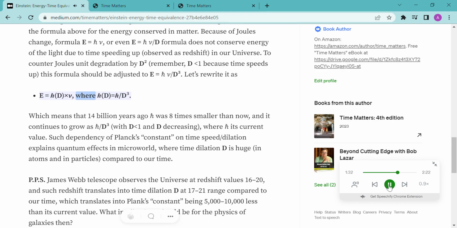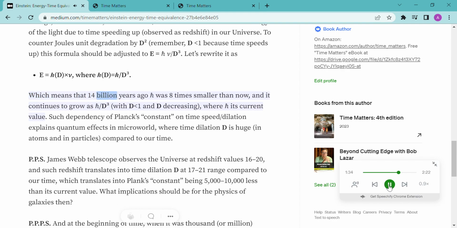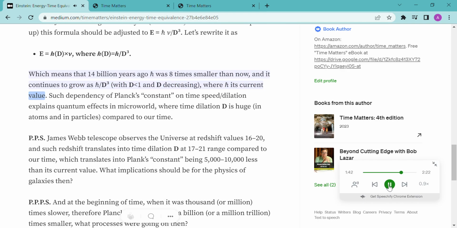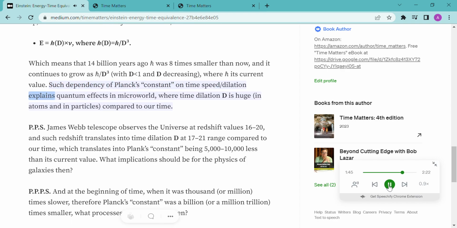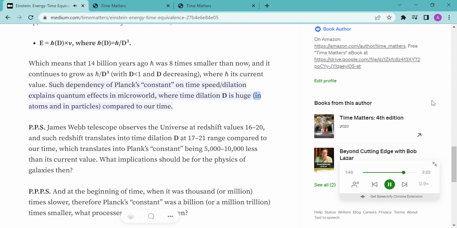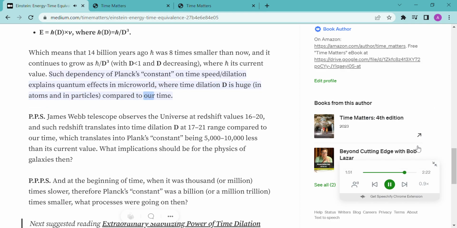Let's rewrite it as E equals, d times, where, d equals /d3, which means that 14 billion years ago was 8 times smaller than now, and it continues to grow as /d3, with d less than 1 and d decreasing, where its current value. Such dependency of Planck's constant on time speed/dilation explains quantum effects in the microworld, where time dilation d is huge, in atoms and in particles, compared to our time.